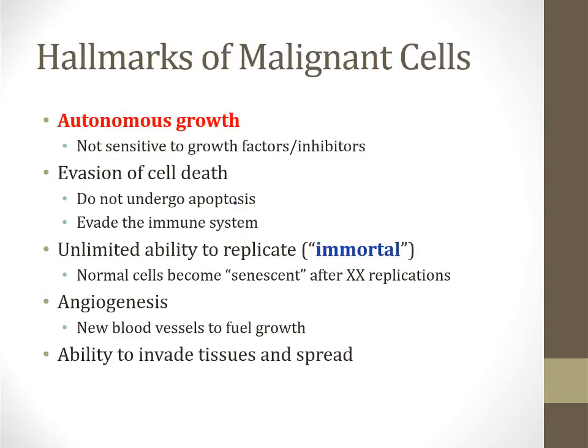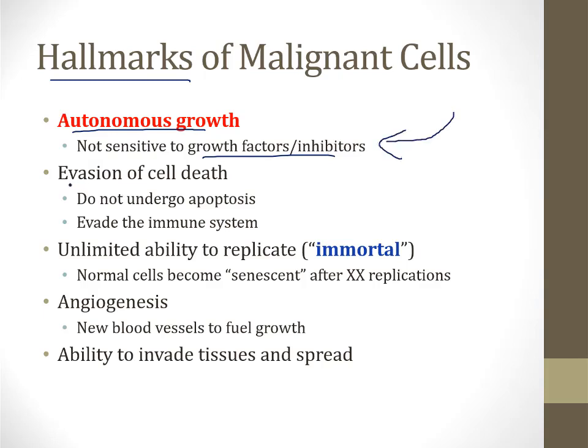There are a number of changes in cellular physiology that must occur for a cell to become malignant. These are referred to as the hallmarks of malignant cells, and I've listed some of them on this slide. The first one is autonomous growth. So malignant cells are not sensitive to growth factors and inhibitors. As we've been discussing, they are going through the cell cycle in an unregulated manner, and therefore they don't respond to the normal signals that control growth.